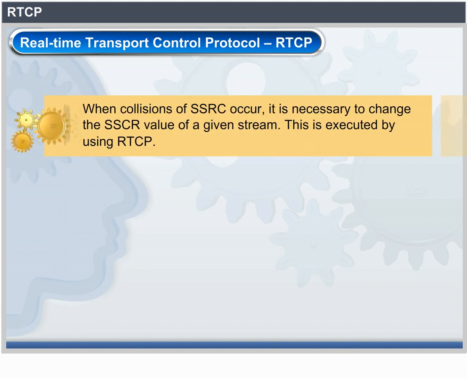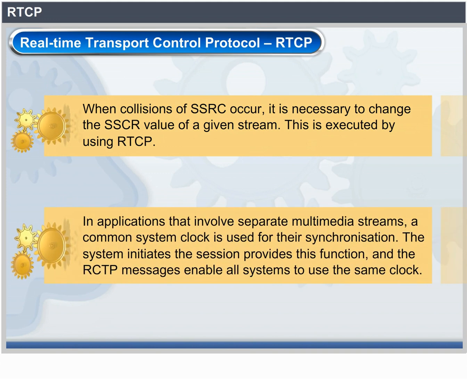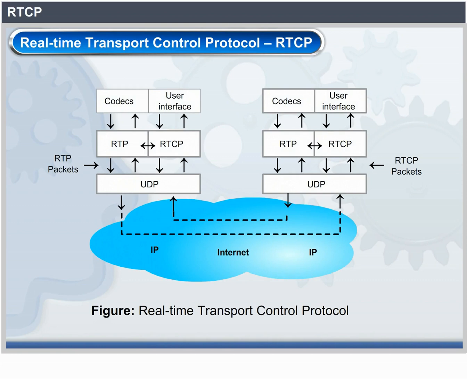When collisions of SSRC occur, it is necessary to change the SSRC value of a given stream. This is done using RTCP. In applications that involve separate multimedia streams, a common system clock is used for their synchronization. The system that initiates the session provides this function, and the RTCP messages enable all systems to use the same clock. Figure: Real-Time Transport Control Protocol.